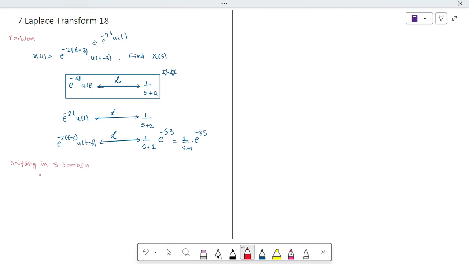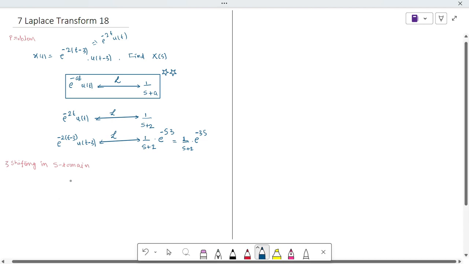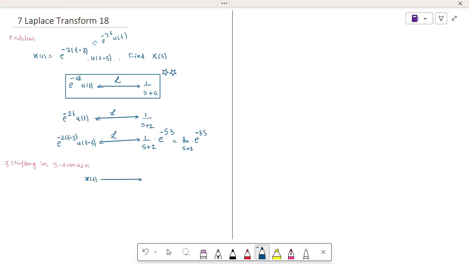We will see the third property. x of t has Laplace transform x of s. Now this Laplace transform S domain signal is going to shift by s naught units, that is x of s minus s naught. So this is the constant.